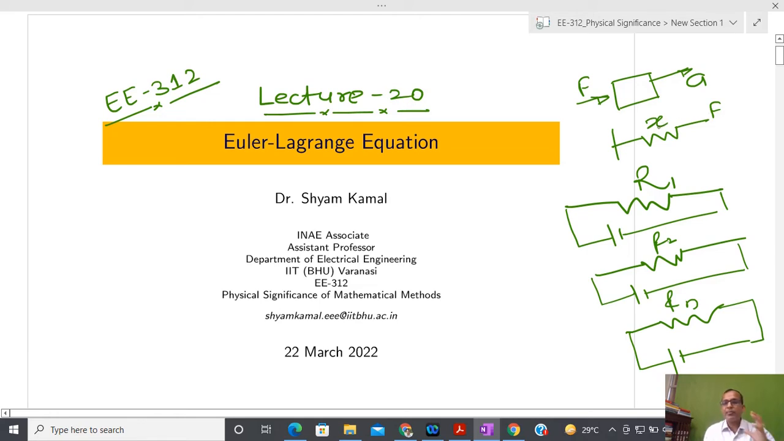Based on several experiments, we finally end up with a certain law, and after that, using either conservation of energy, or conservation of mass, or conservation of charge, we formulate a set of differential equations. That is the very basic idea of the modeling of dynamical systems.